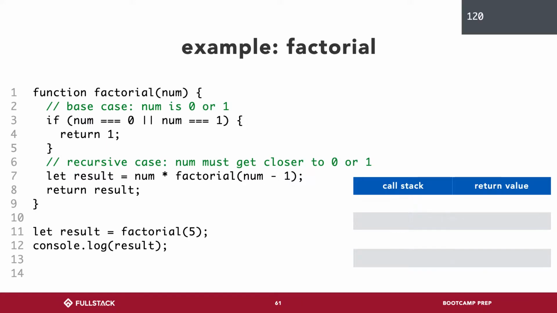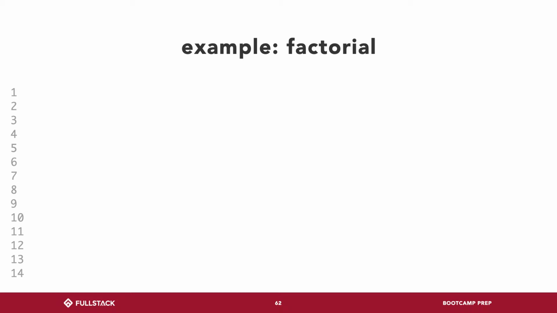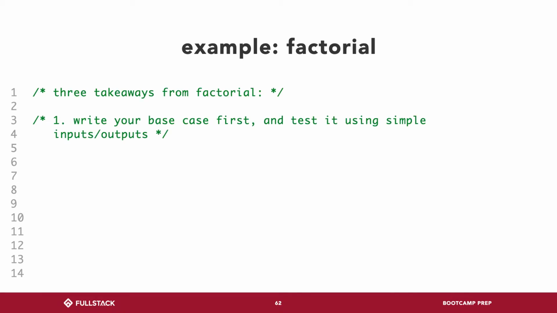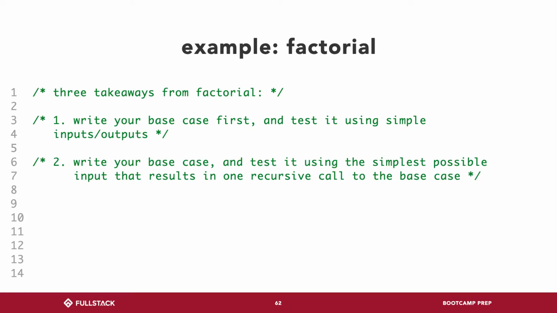So then you console log the results. It's 120. Three takeaways from factorial. Write your base case first and test it using simple inputs or outputs. So we were testing that the base case worked with just inputting 2, right? Write your base case and test it using the simplest possible input that results in 1 recursive call to the base case, which happened with 2. Test your function against more complex inputs will be the last part.